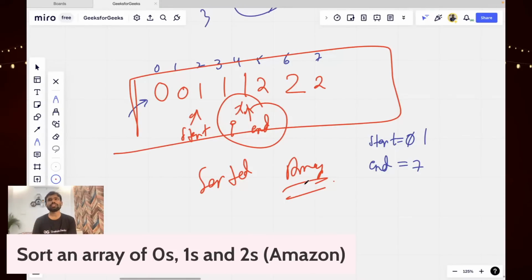Interviewer will ask that solve this problem in just one iteration. In just one iteration. Now you will see that one iteration is required for finding the frequency. Then a second iteration is required to assign the values.